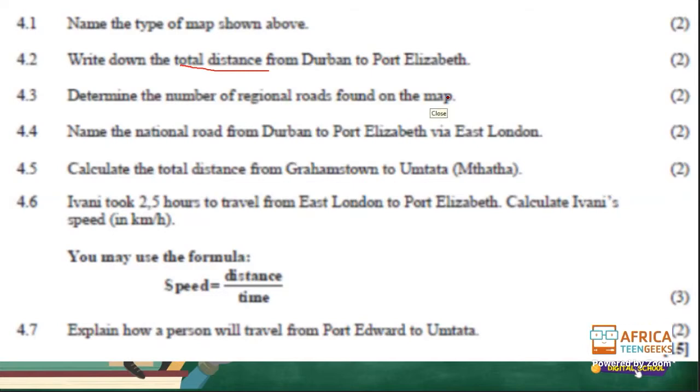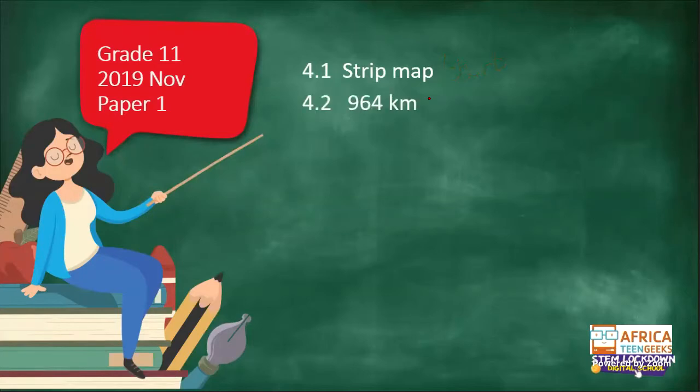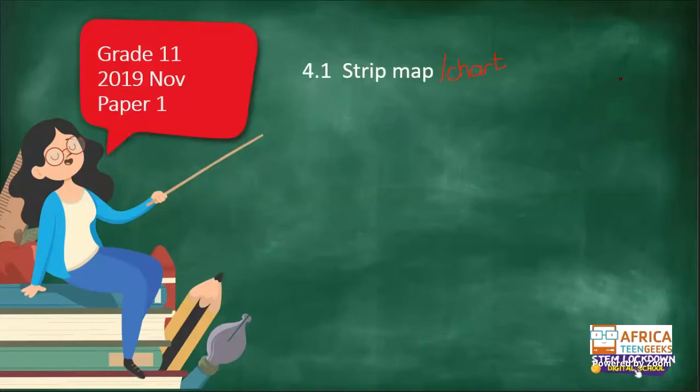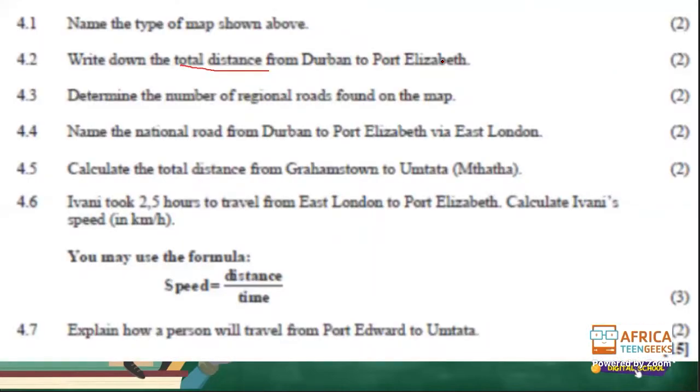Okay, for 4.2, the correct answer is the following. It's 964 kilometers, right? Obviously, these are the distances shown on the side, between these two towns of interest. If you're moving from Durban, as I've said, to PE, it's 964 kilometers. And from PE to Durban, it's the same, right? So the answer is 964. So well done.